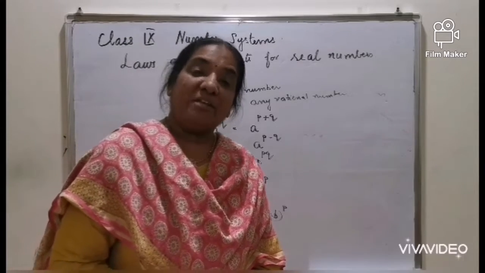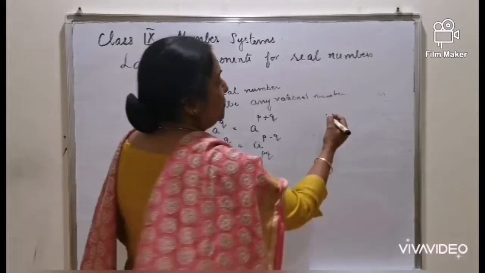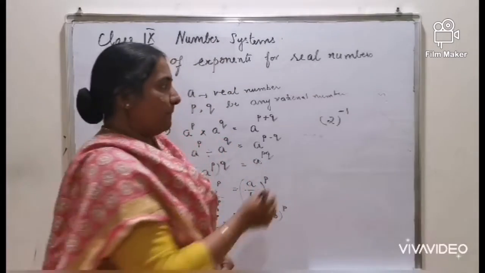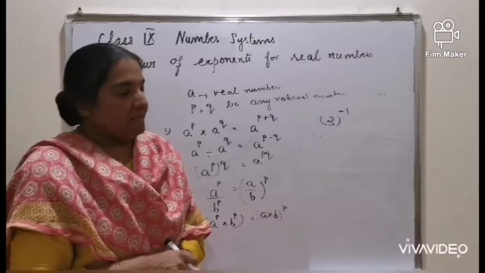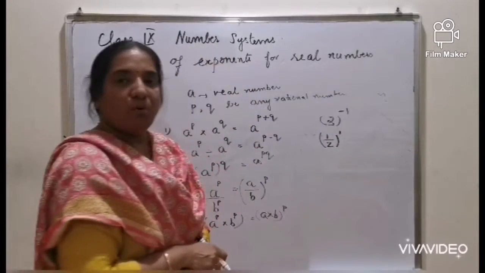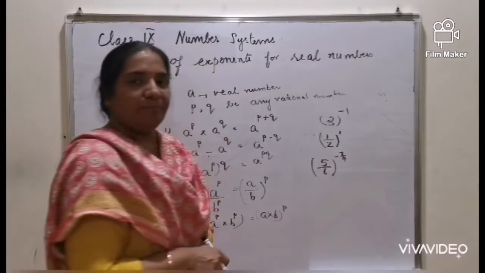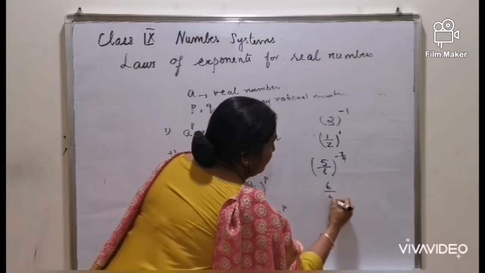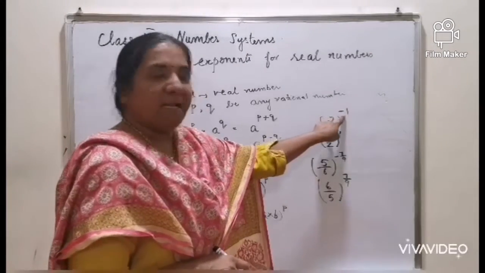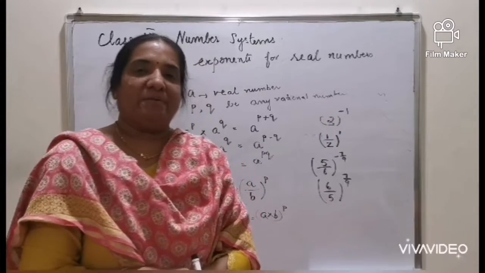A review on changing the negative exponent into a positive exponent. 2 to the power of minus 1. How do you convert? The negative power is the reciprocal of the base. The base is 2 here. Reciprocal of the base is 1 by 2 to the power of 1. Similarly, 5 by 6 to the power of minus 7 by 9 is the same as 6 by 5 to the power of 7 by 9. Thus, when you have a negative exponent, the reciprocal of the base with the positive exponent can be written.